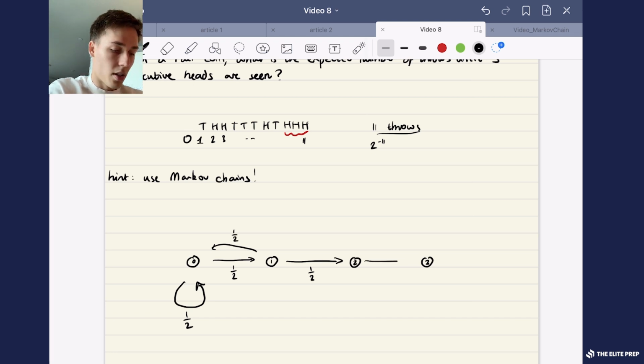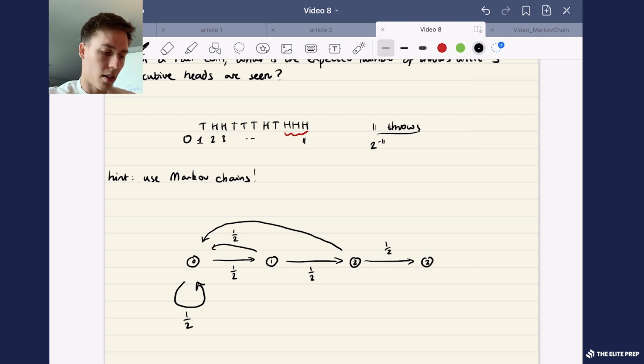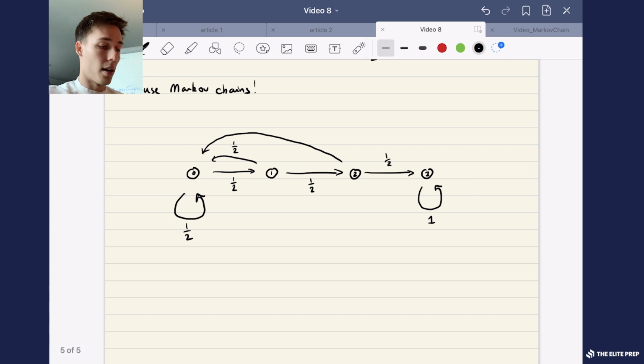Then 2 can go to 3 with probability 1/2, or it can go back to 0 with probability 1/2, because if we throw a tail at the point that we have 2 consecutive heads, we then have 0 consecutive heads. And finally, when we're on state 3, we already have the required situation. So we can just say that at this state, we don't do any more, and this recurs with probability 1. So now we want to compute the expected number of steps until we reach state 3 from state 0.